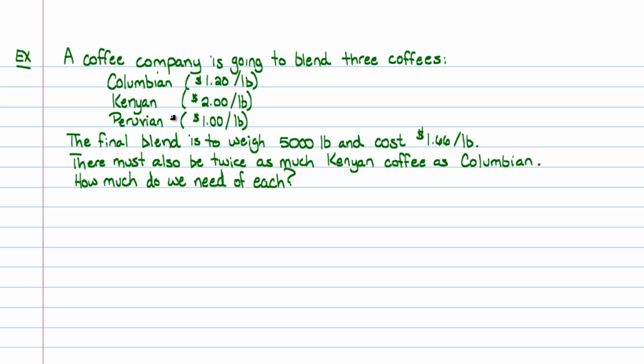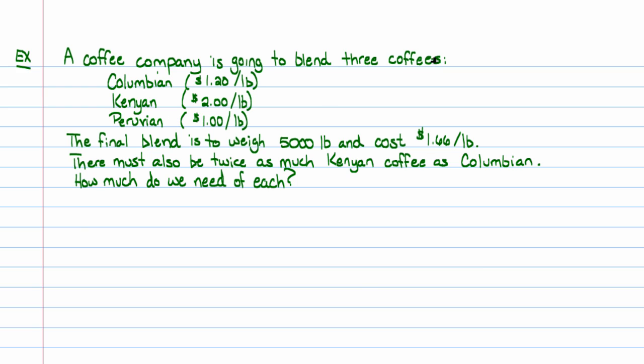The final blend, after you mix these things up, is going to weigh about 5,000 pounds and cost $1.66 a pound. So you're going to mix these up to get 5,000 pounds of coffee blend, and you want that cost to be $1.66 a pound. There also must be about twice as much of the Kenyan coffee as the Colombian coffee. So how much do we need of each type of coffee?